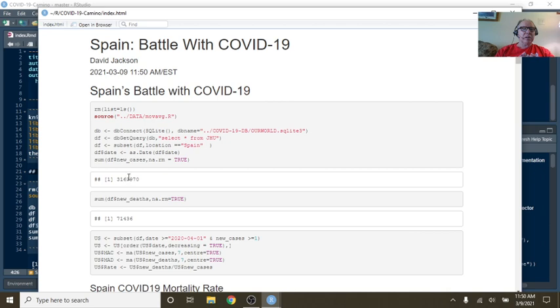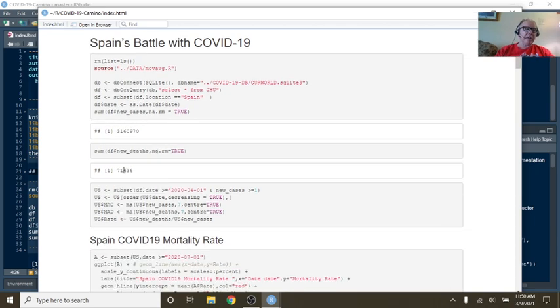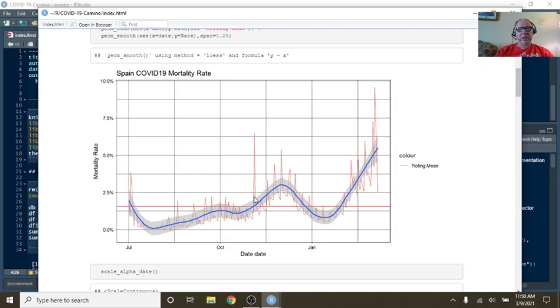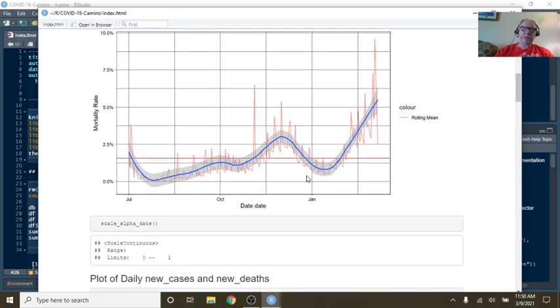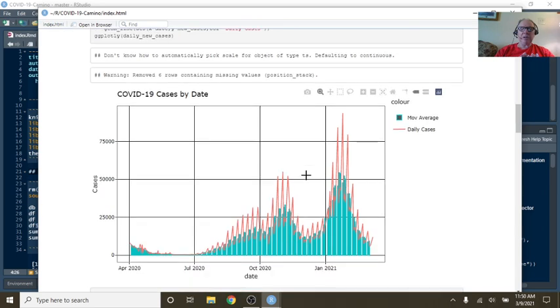Okay, so currently Spain has 3.1 million cases, 71,436 deaths. You can see that your mortality rate continues to decline, but this can be a little misleading because if your cases decline and your deaths remain relatively the same, the mortality rate will go up. If your cases decline faster than your deaths decline, the mortality rate goes up. So you have to be a little cautious.